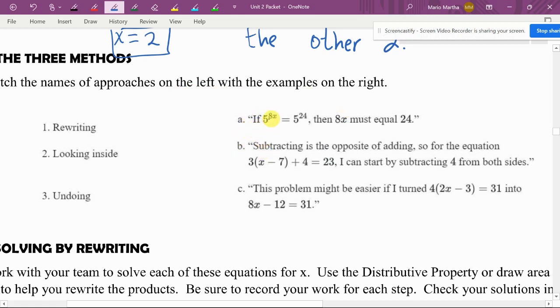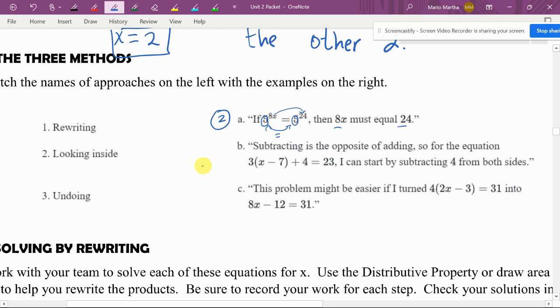It says if 5 raised to the 8x equals 5 raised to the 24, then 8x must be equal to 24. So again, is it rewriting, looking inside, or undoing? Here I would say this one has to be looking inside because they're thinking more about the problem. They're thinking that if we have two things that are the same, our two bases are equal, then our two exponents must be equal. So that's the reasoning behind the then part here.